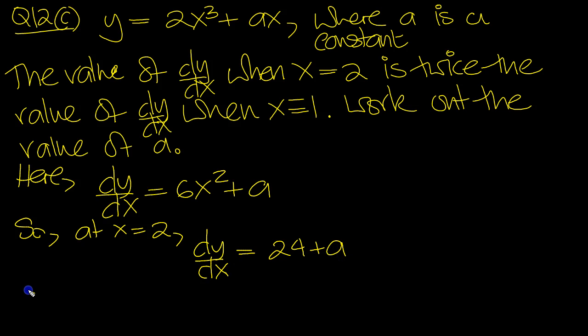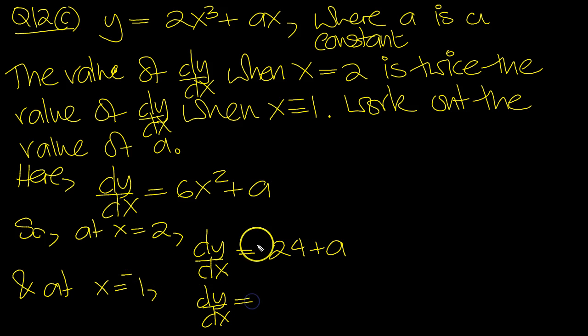plus the a, and at x equals minus 1, let's work out that then. dy/dx is equal to 6 times minus 1 squared. Minus 1 squared is 1, 6 ones is 6, plus a. So the value here is twice the value here.